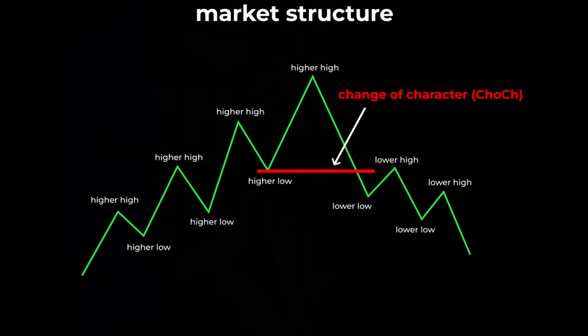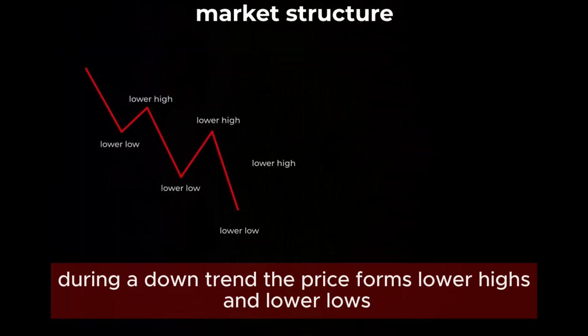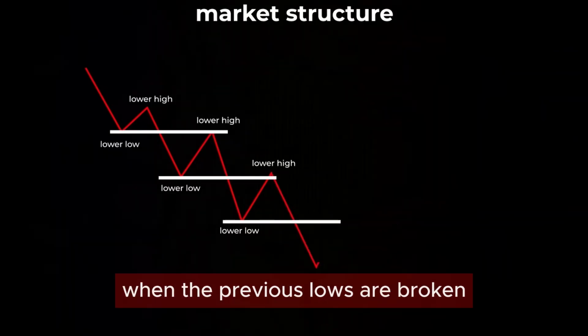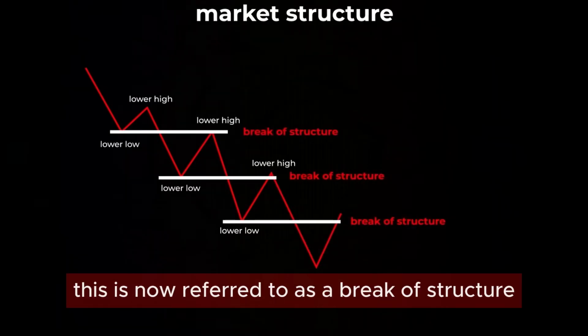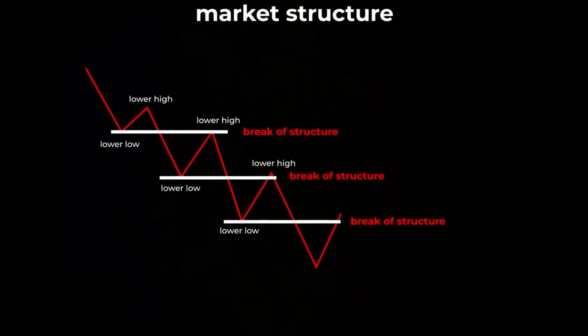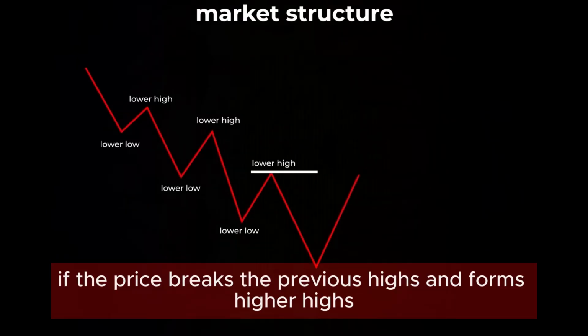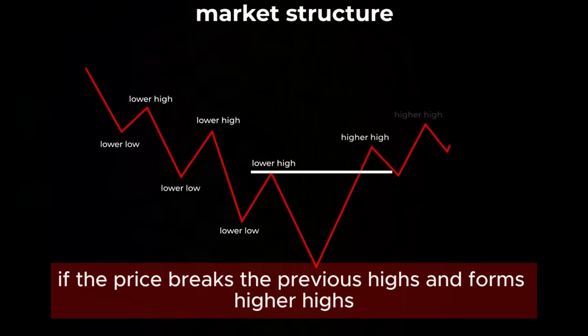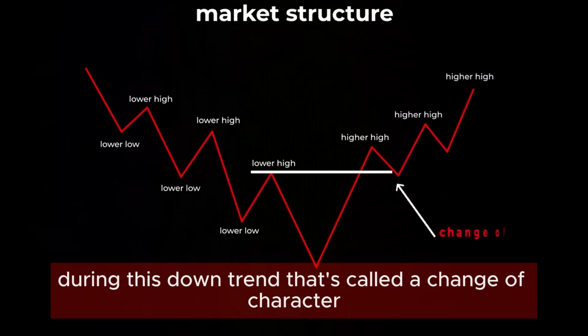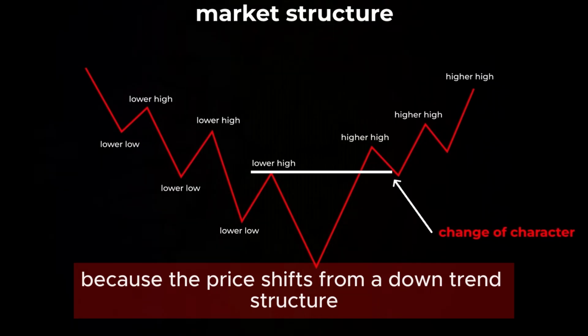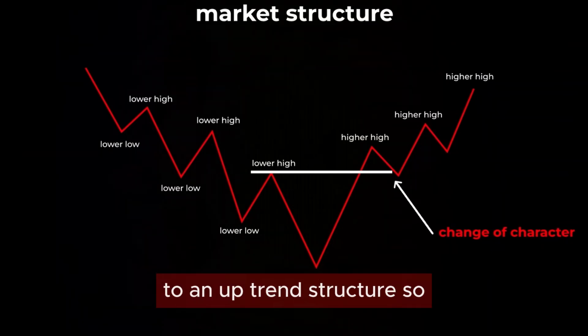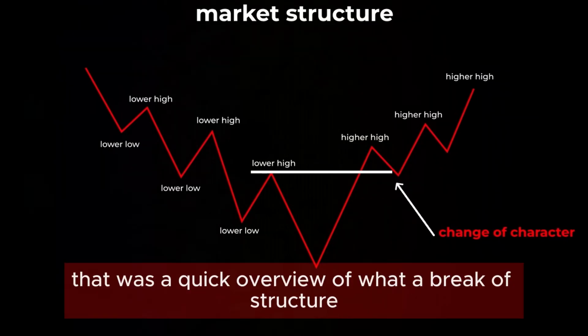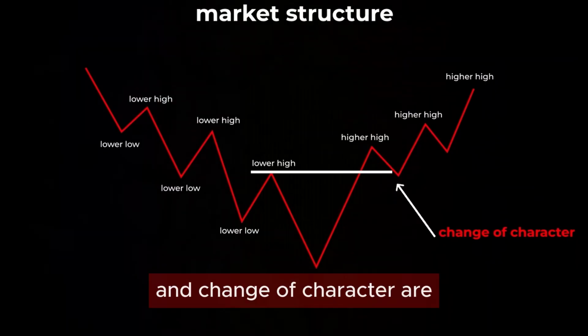During a downtrend, the price forms lower highs and lower lows. When the previous lows are broken, this is now referred to as a break of structure. In the future, if the price breaks the previous highs and forms higher highs during this downtrend, that's called a change of character, because the price shifts from a downtrend structure to an uptrend structure. So that was a quick overview of what a break of structure and change of character are.